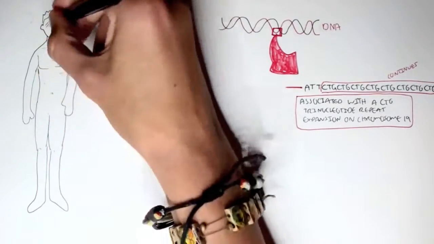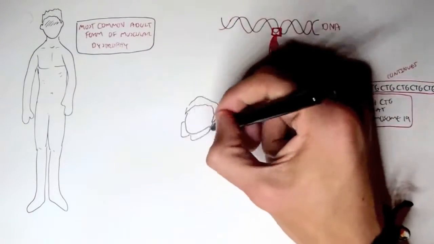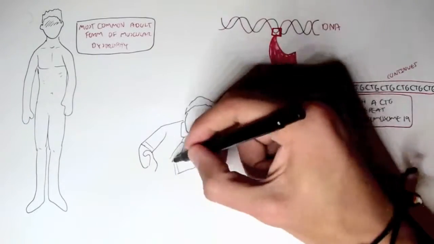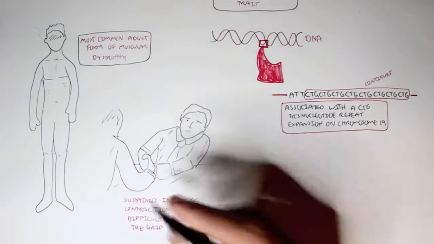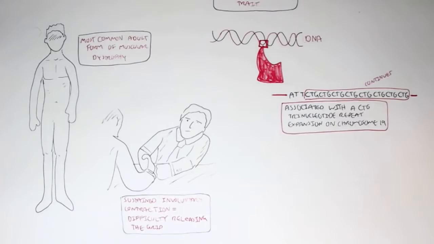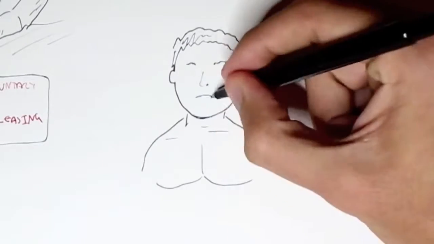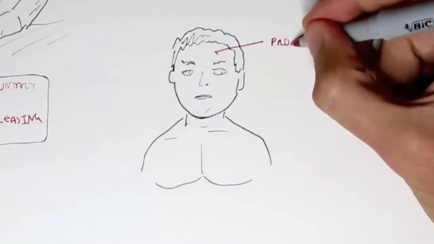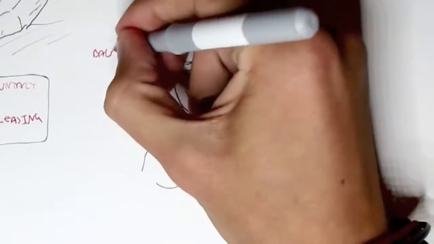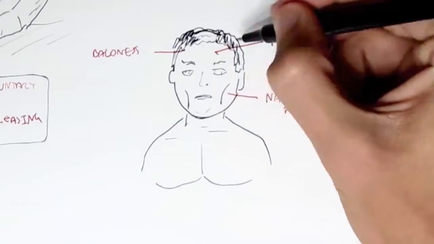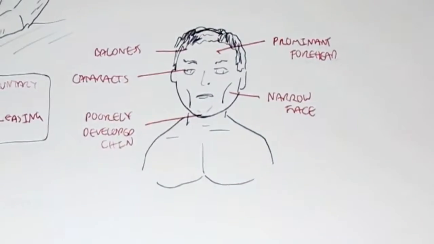Myotonic dystrophy is the most common form of muscular dystrophy in adults. And if you remember, Duchenne muscular dystrophy is usually common in children. Now, in myotonic muscular dystrophy, you have the symptom of sustained involuntary contraction. For example, if you shake someone's hand, there's difficulty in releasing the grip. This is because the muscles in your hand are still contracting, and so it takes a while for this contraction to disappear. Other associated symptoms with myotonic dystrophy: the sufferer may have a prominent forehead, a narrow face, baldness, cataract formation in the eyes, and a poorly developed chin.